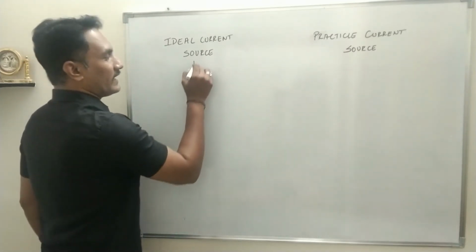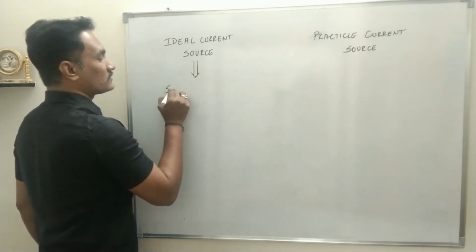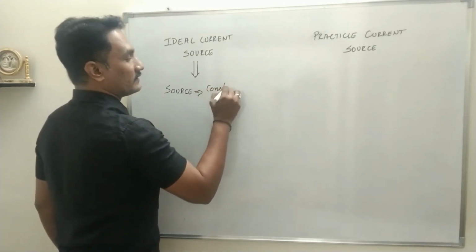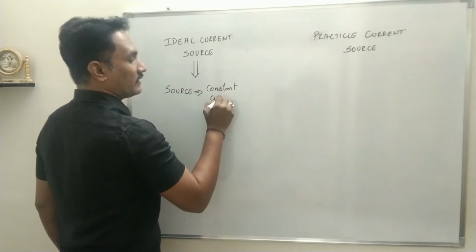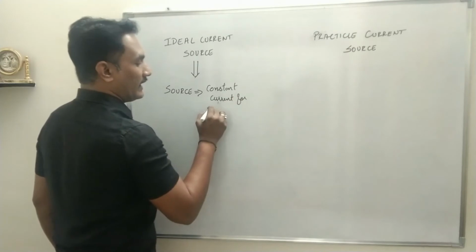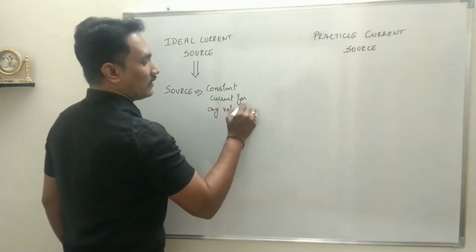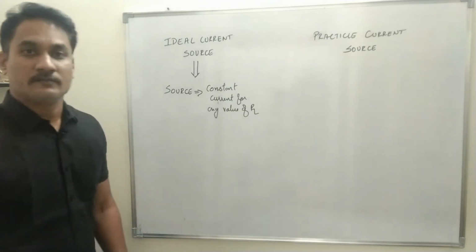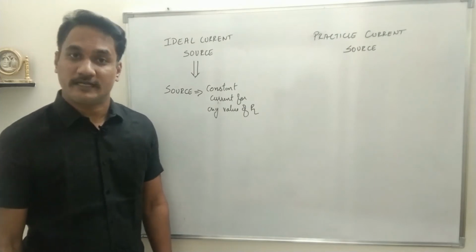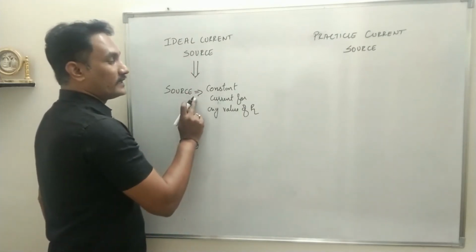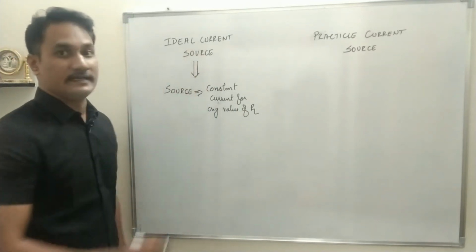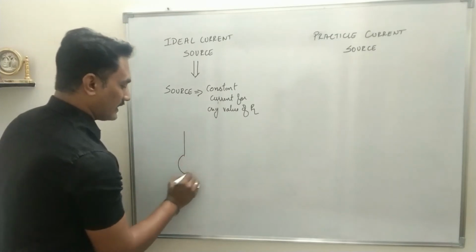See, when you define an ideal current source, that means it is a source which provides constant current for any value of load resistance. For any value of load resistance, the resistance which will be connected across the output where the output voltage will be taken. So a source which provides constant current for any value of load resistance will be called an ideal current source. So I define an ideal current source.